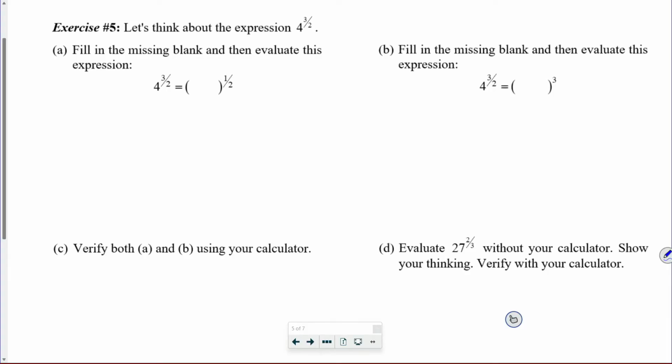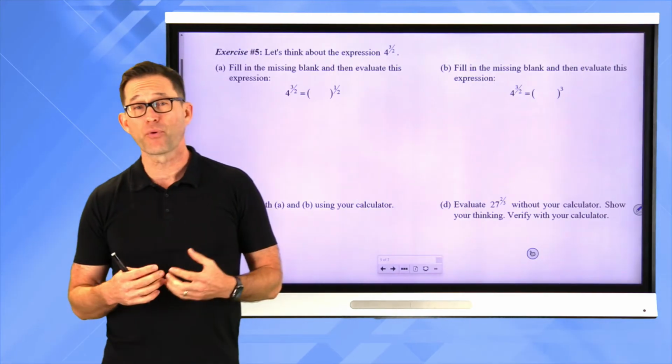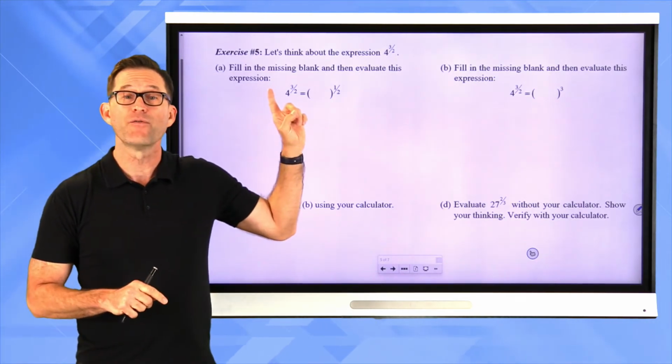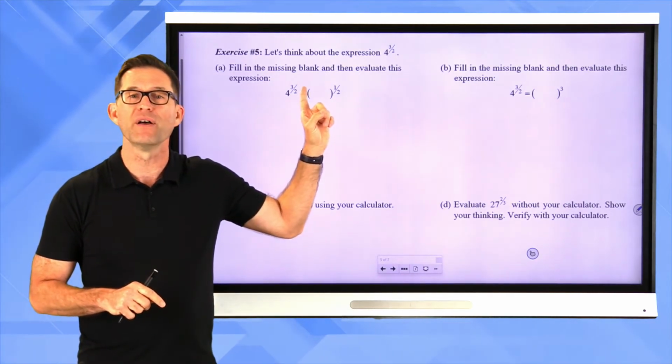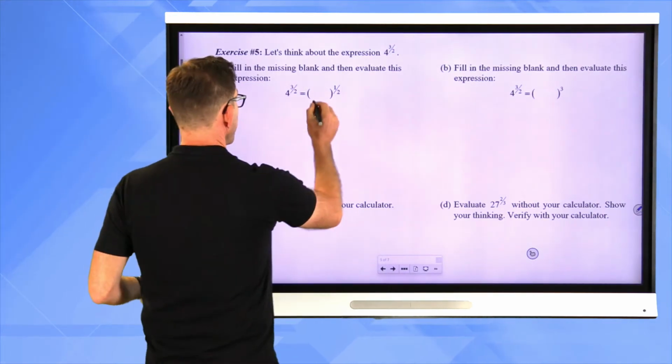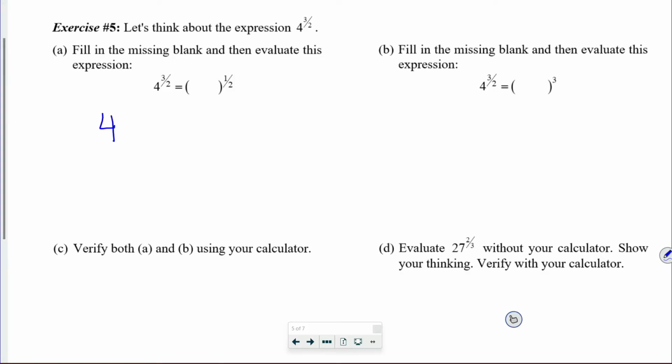Let's think about the expression 4 raised to the 3/2. Letter A. Fill in the missing blank and then evaluate this expression. All right, so we're going to run the product property of exponents backwards in 2 different ways. So 4 to the 3/2 can be thought of as what raised to the 1/2? Well, just writing it kind of backwards, we can say that 4 to the 3/2 is equal to 4 to the 3rd raised to the 1/2, right?